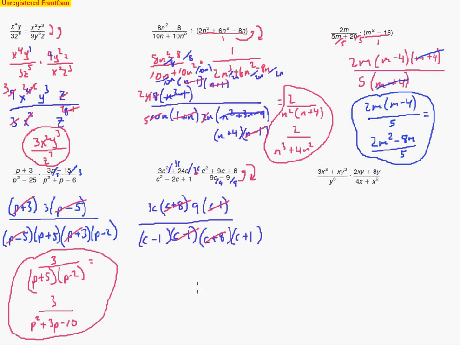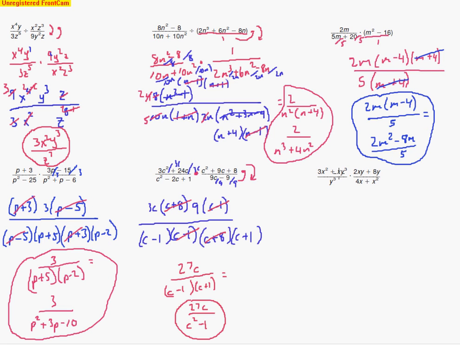3c times 9. So that makes 27c. And then down below, I've got the c minus 1 times the c plus 1. And we could end up multiplying out those two binomials, and we'd end up with c squared minus 1. The outside and inside terms would end up canceling. So either answer is fine.